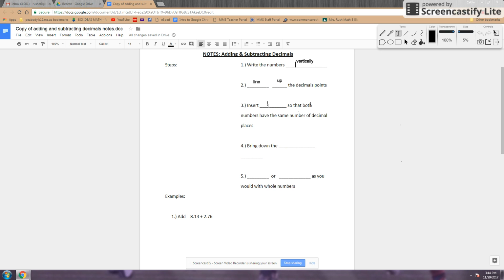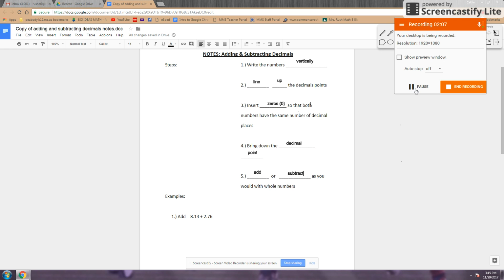Step three, we need to insert zeros. That's the number 0. I'll put it in a parenthesis so you can see it. Insert zeros so that both numbers have the same number of decimal places. I will explain that more when we do some examples. Step 4, bring down the decimal point. And step 5, add or subtract as you normally would with whole numbers. All right, let me pause this for a sec and take a minute and fill in the steps.